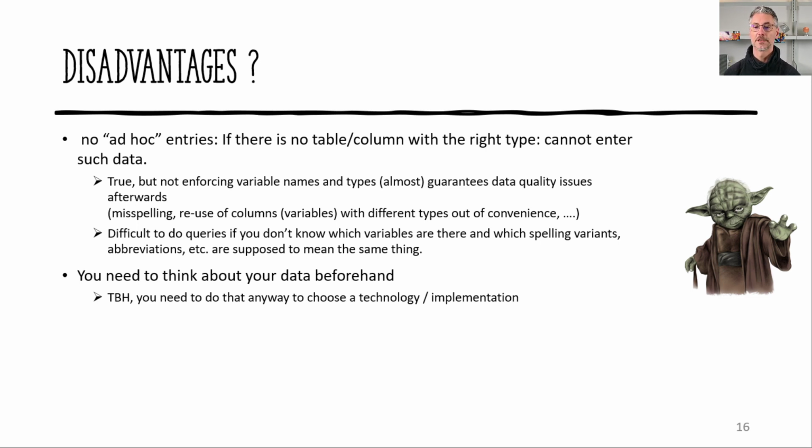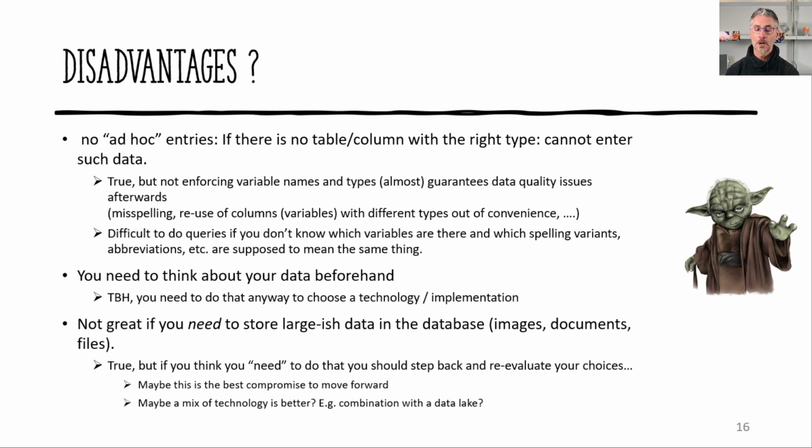You need to think about your data before, and I've just said it before as well, right? You need to do that anyway because you need to probably write your research data management plan, so you already have to think about which data you have and which data types you have and which variables and so on. As I said, it's not great if you need to store large data in a database, like lots of images, right? But really think if you really need to store them in this storage system. As we said in other videos, you will likely have a technology mix anyway, so you need to pick and choose which technology is best suited for which application.